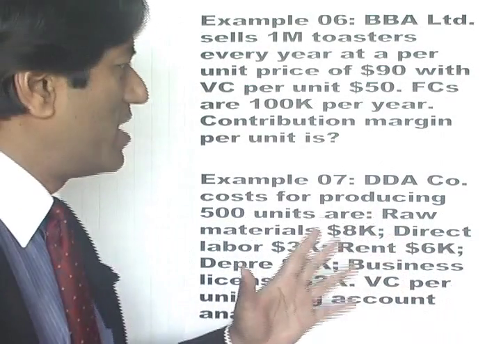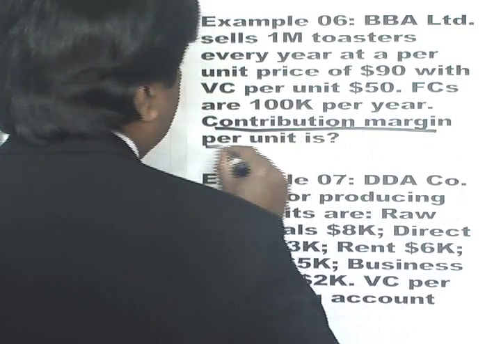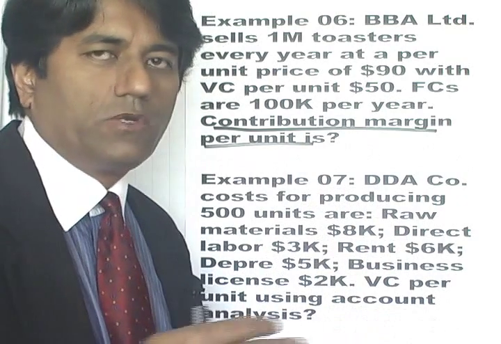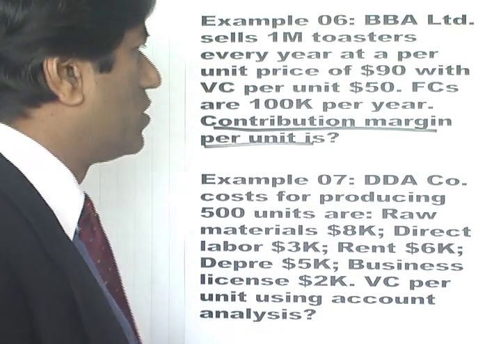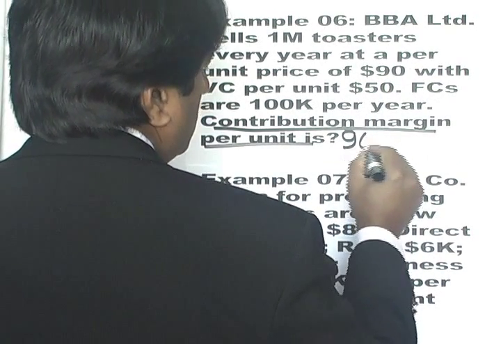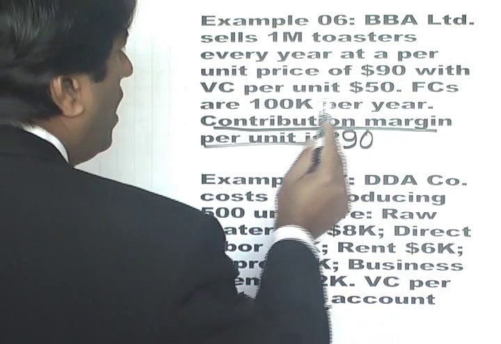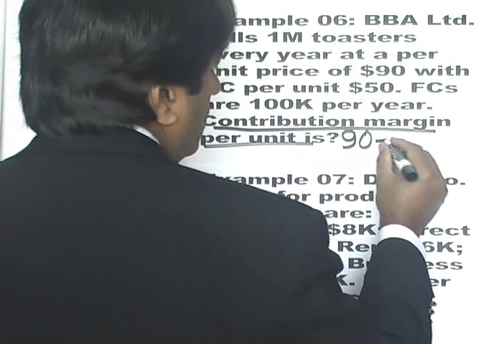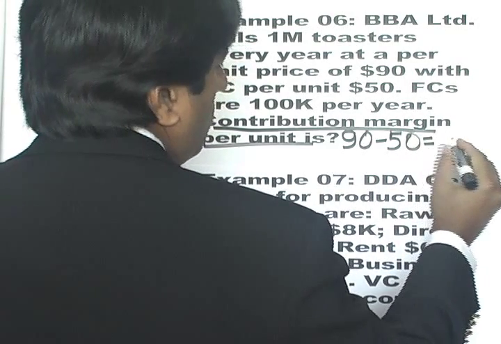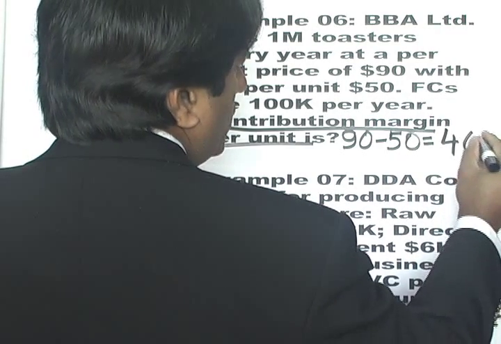Here we have a question for calculating the contribution margin per unit. So the contribution margin per unit would be the price per unit minus the variable cost per unit. And the per unit price is 90. And the variable cost is given as 50. So price per unit minus variable cost per unit gives you the contribution margin per unit, and that is 40.